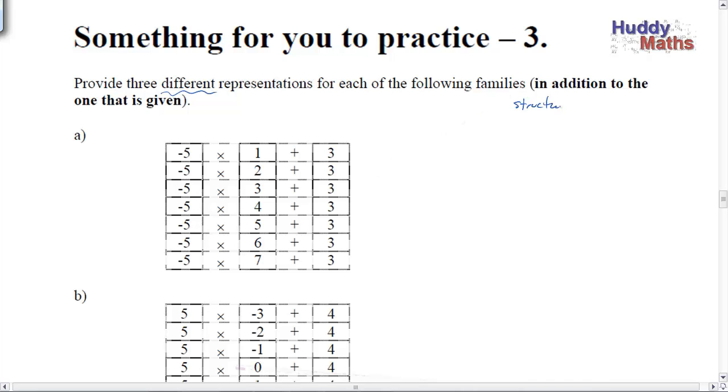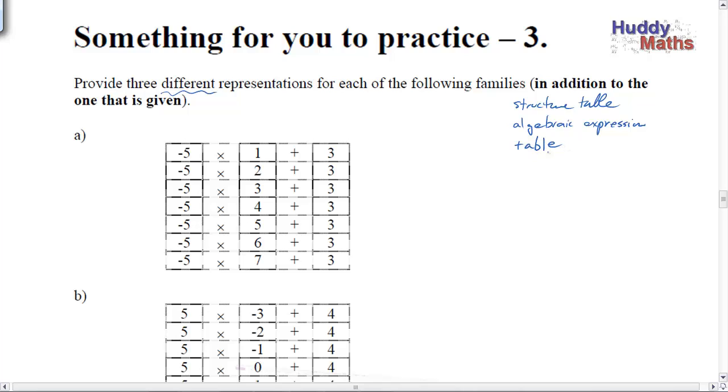This is a structure table. Then we can have an algebraic expression. I want you to see if you can work one out for that. Algebraic expression. Then we can find a table. And you can make this up by hand or on the calculator. It's easier on the calculator.